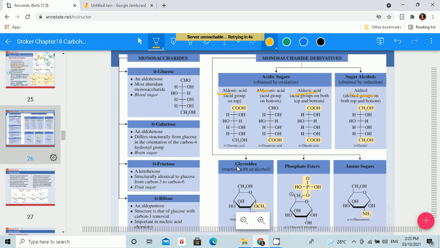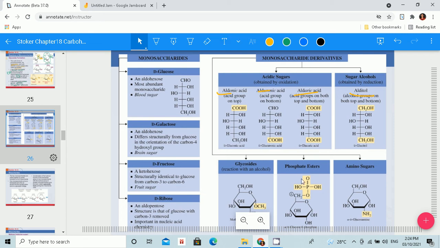And then we have this one. The glycosides, okay, is a reaction with an alcohol. Remember this one, class? Glycoside is a reaction when a hemiacetal reacts with an alcohol. So that forms a glycoside, and the bond that links them is a glycosidic bond. Sorry.